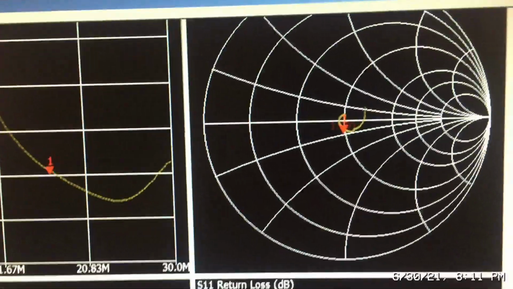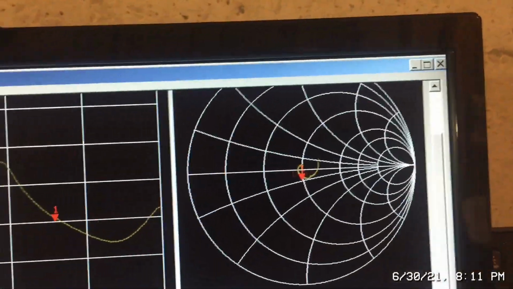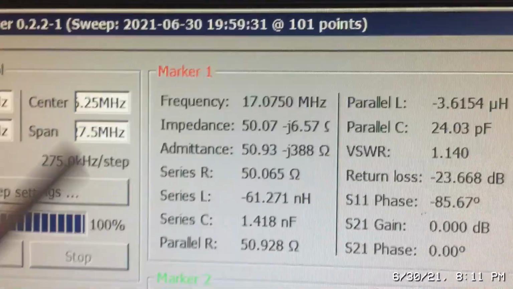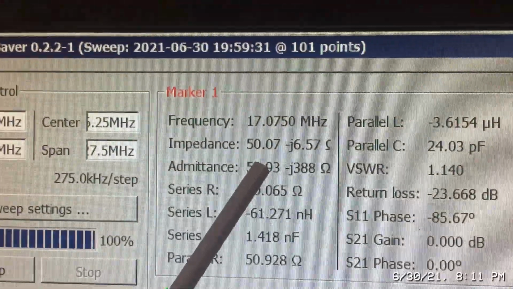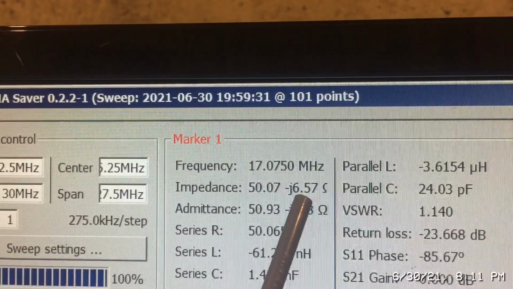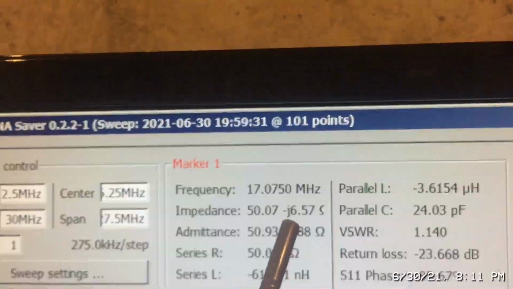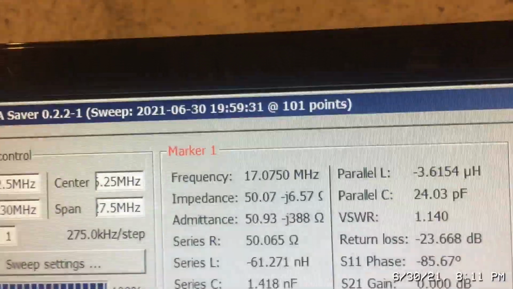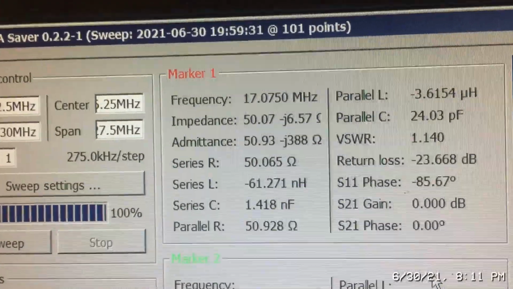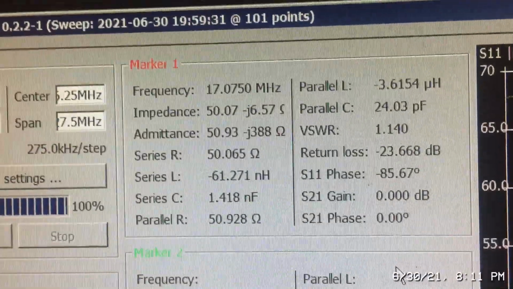So again, this is a complex impedance, and not to overcomplicate things, but we can read it right off the screen, okay? You have your real part, so we're at 50.07 ohms. And then you've got your imaginary part, so minus J, right? So we know it's capacitive, right? It's 6.57 ohms. And it actually tells you the real values of that, if you're interested in that.